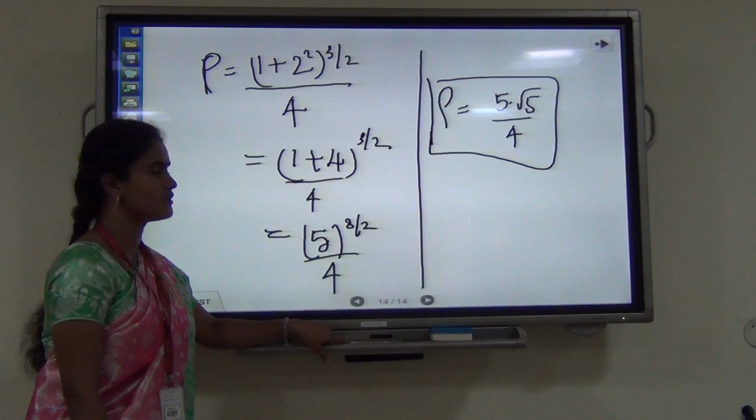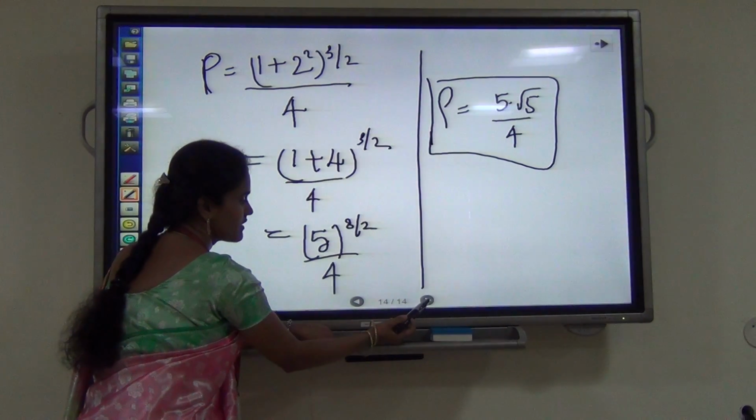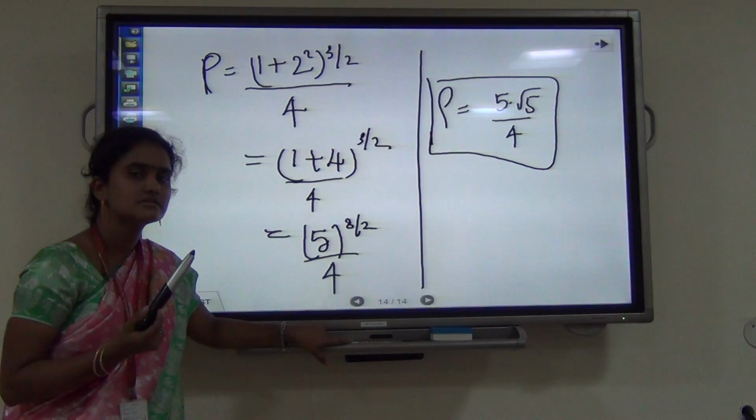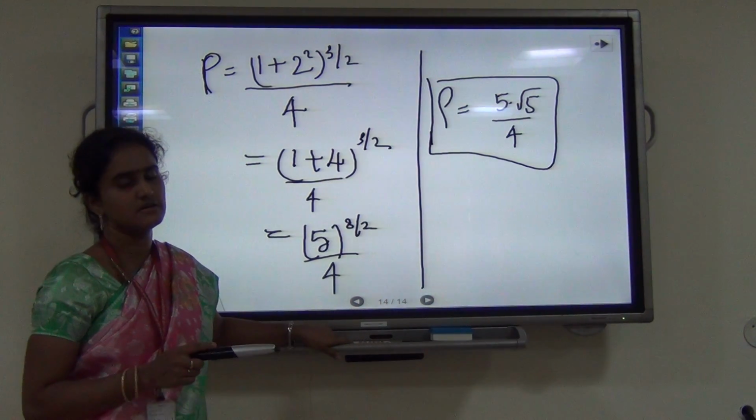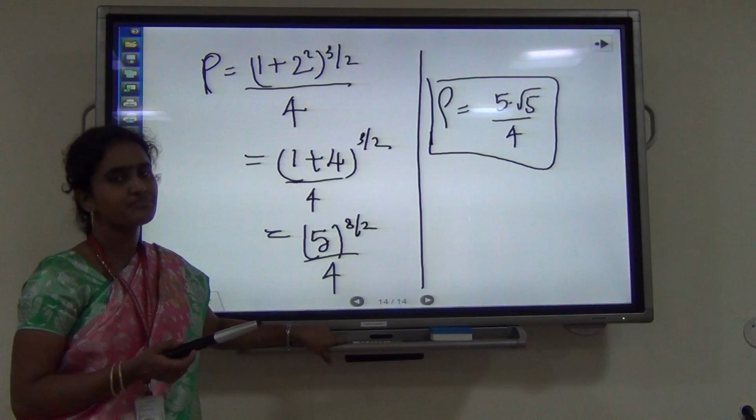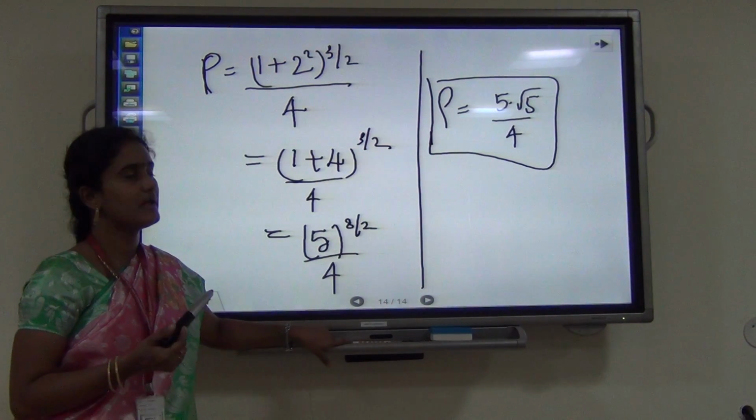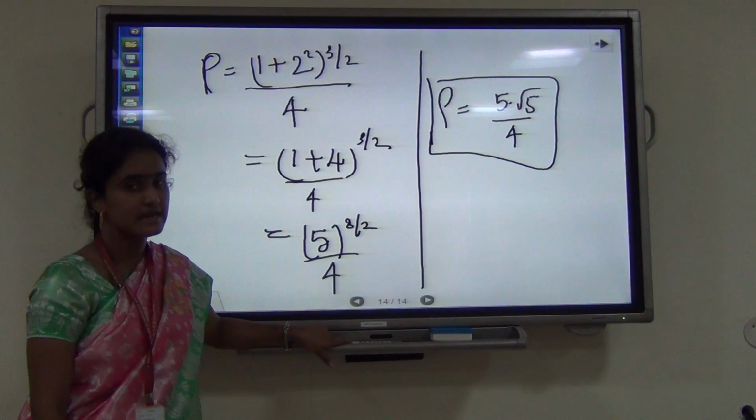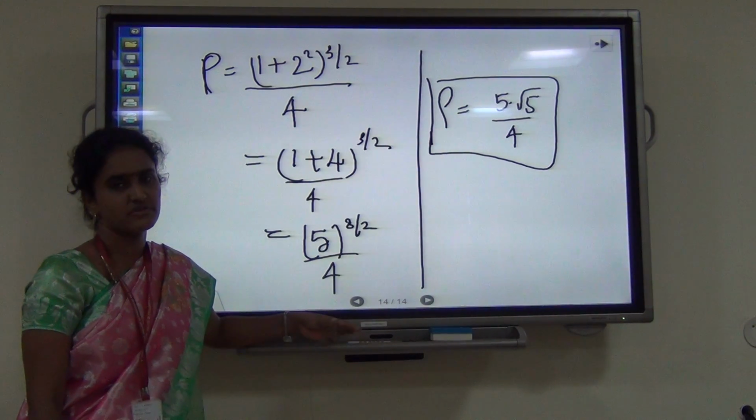Some more important problems we'll do. Hope the procedure is clear. We find what is y1 at the point and y2 at the point, and by substituting this in the radius of curvature formula we can find the radius of curvature for the Cartesian curve.